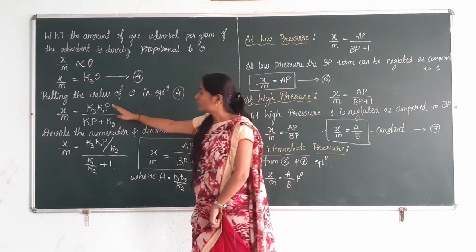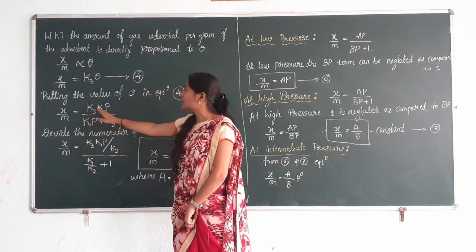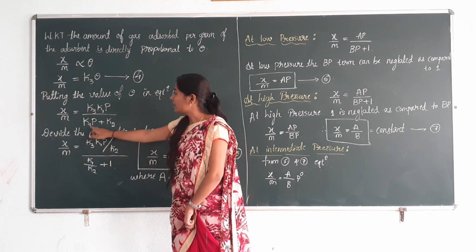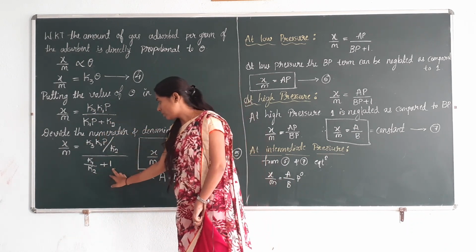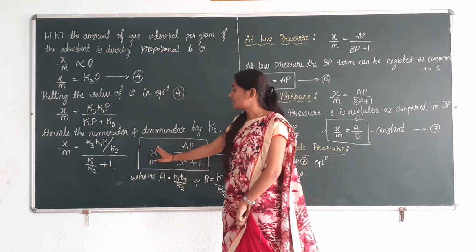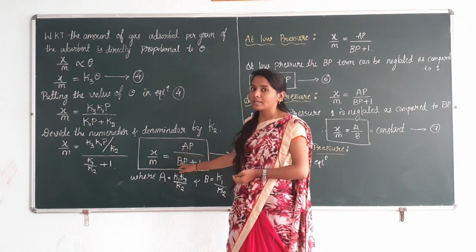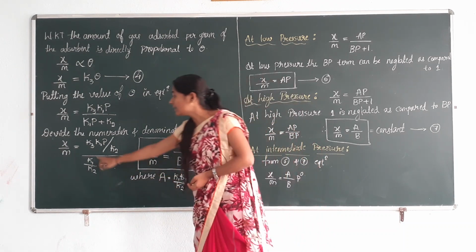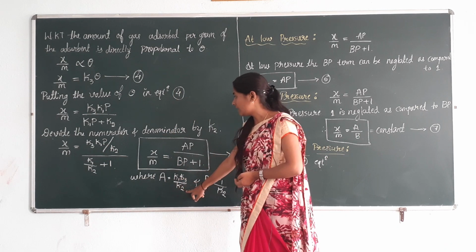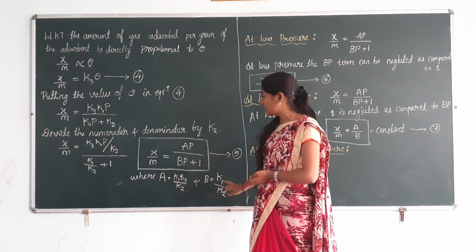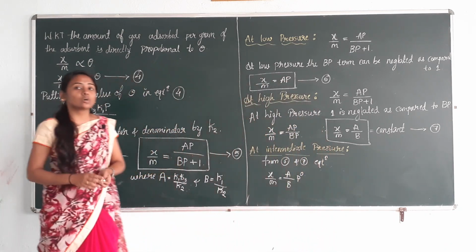Dividing numerator and denominator by K2, x by m equals K3 K1 P divided by K2, over K1 P divided by K2 plus K2 divided by K2, where K2 cancels and gives 1. So the next equation is x by m equals AP divided by BP plus 1, where A and B are constants: A equals K1 K3 divided by K2, and B equals K1 divided by K2. This is our final equation for the Langmuir adsorption isotherm.